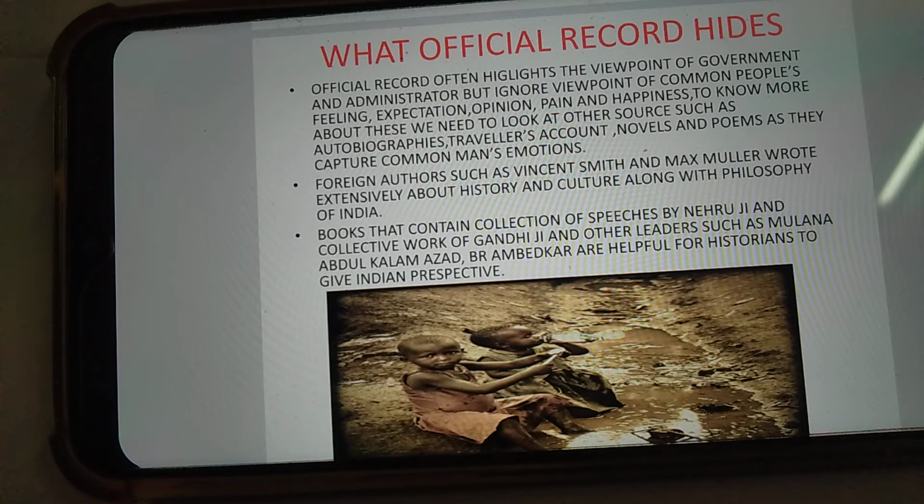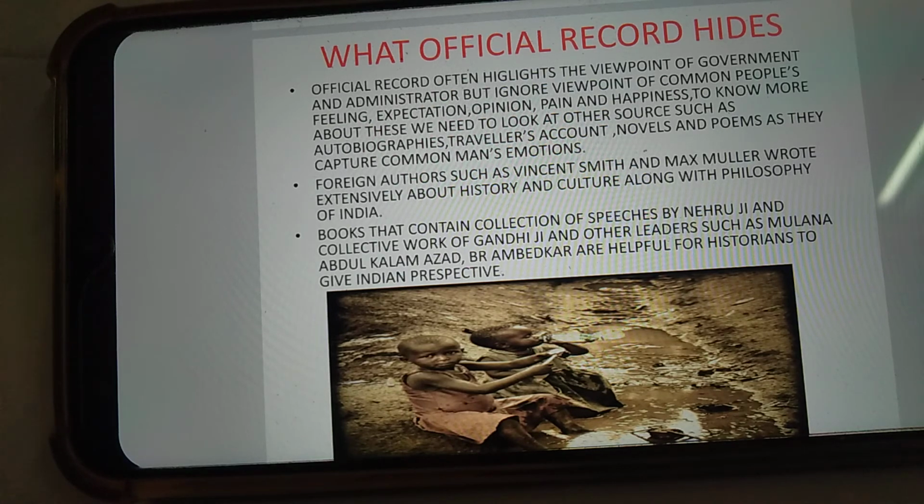What do official records hide? Official records often highlight the viewpoint of government and administration but ignore the viewpoint of the common people, feelings, expectations, opinion, pain, and happiness. To know more about these, we need to look at other sources such as autobiographies, travelers' accounts, novels, and poems, as they capture the common man's emotion.